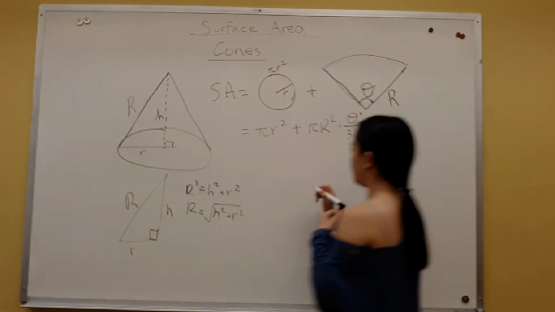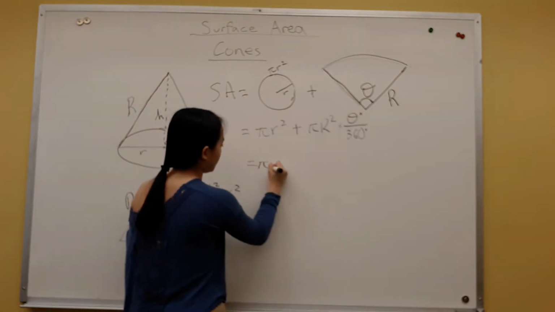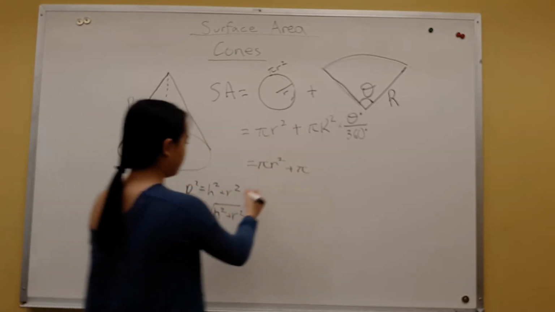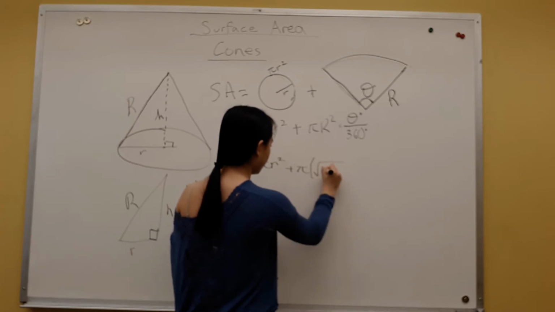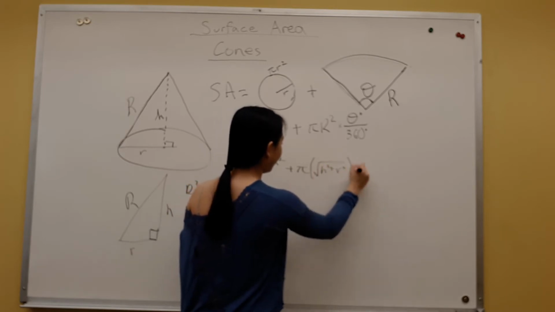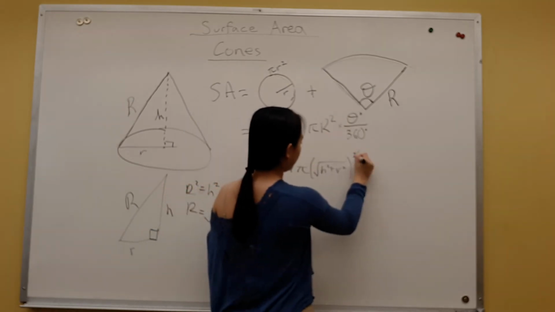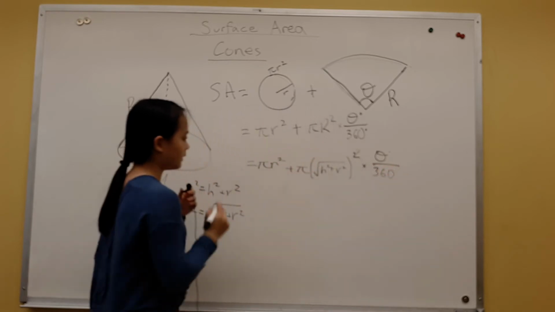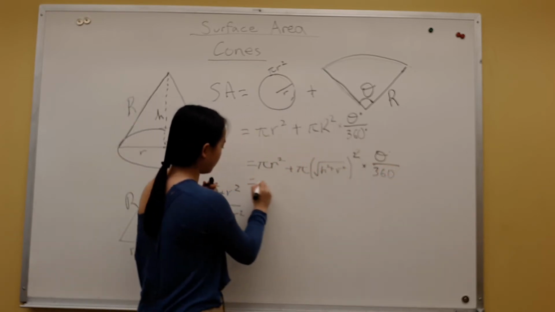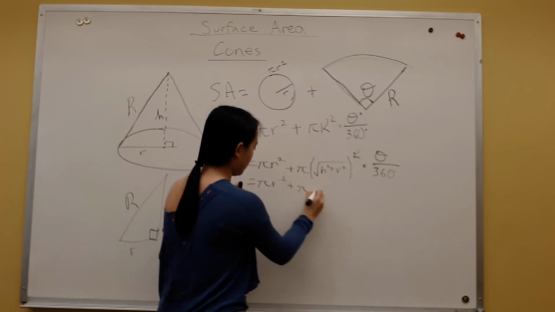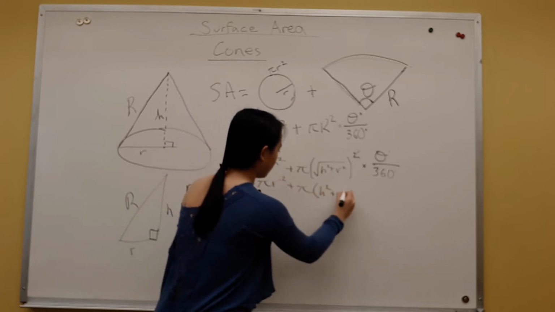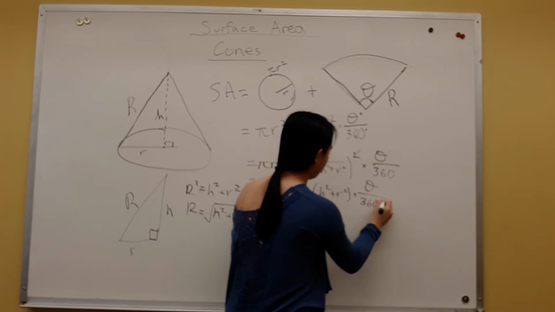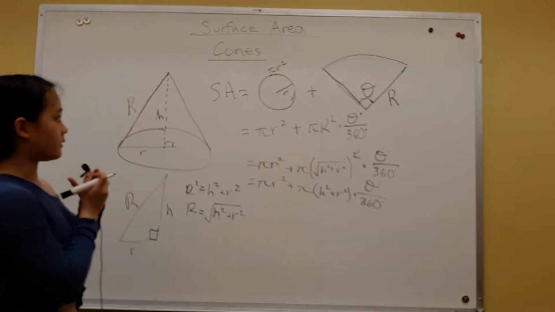And if we want to simplify this even further, we have pi r squared plus pi R squared, where R squared is equal to h squared plus r squared, times theta degrees over 360 degrees. Even further, the square root and the square cancel out, giving pi r squared plus pi times h squared plus r squared, times theta over 360 degrees. And with that, we have the surface area of the cone.